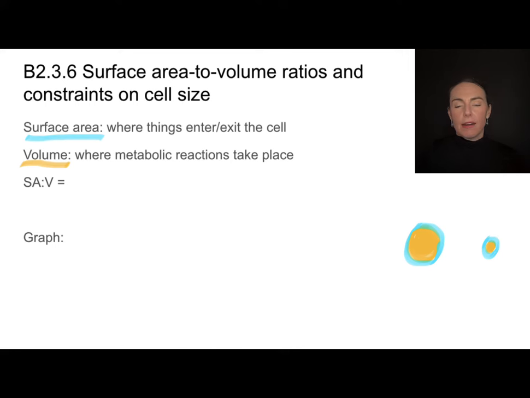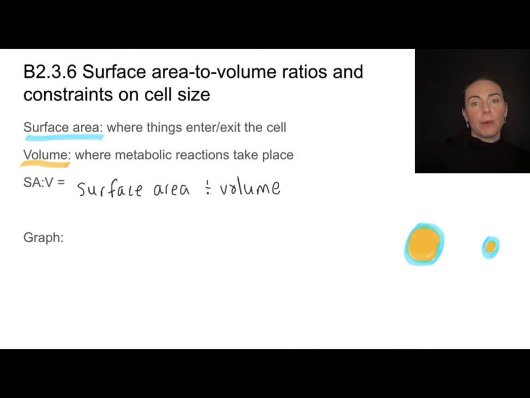You can see in this picture that the small cell has a much greater ratio of surface area compared to its volume than the big cell. The surface area to volume ratio can be calculated by taking the surface area and dividing it by the volume. You don't have to worry about units here because we're just making a ratio.